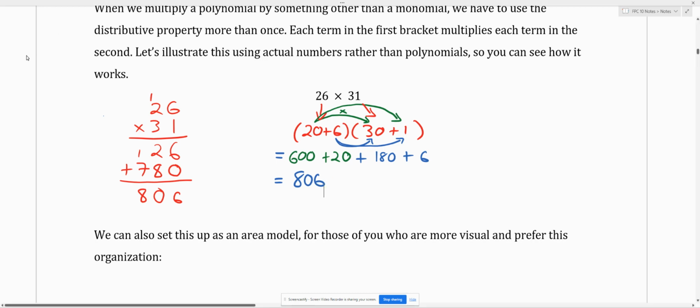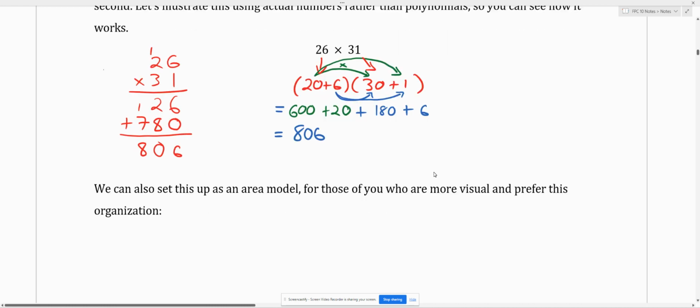So this has a special name. It's just called foiling or multiplying two binomials. And we'll talk more about that in class.